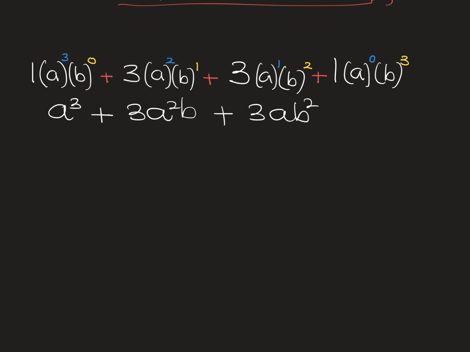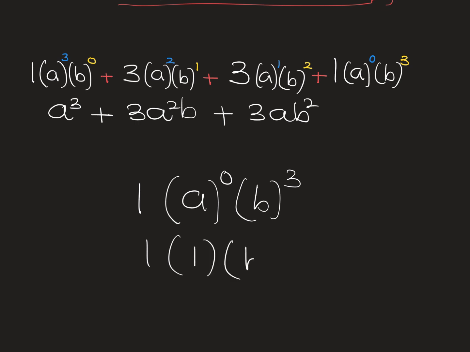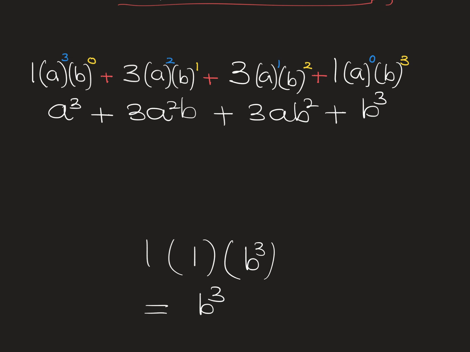For this expression, 1 into a to the power 0, b to the power 3 is the same as 1 into anything to the power 0, which is 1. So a to the power 0 will be 1 into b to the power 3. So if we expand this, 1 times 1 times b to the power 3 is just b to the power 3. That is what I am going to replace here. And that answers the question. So the answer is a cubed plus 3a squared b plus 3ab squared plus b to the power 3.